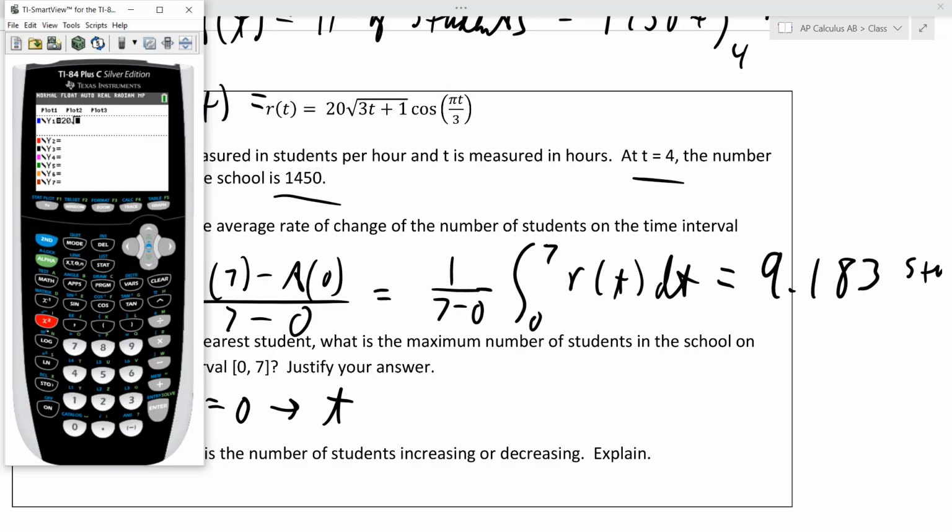This digital calculator, while it's nice for class and stuff, is super duper slow. And if I hit the wrong thing, this is annoying. 20 square root of 3x plus 1, cosine of pi x over 3. Boom. Root 3x plus 1, cosine pi x over 3. Looks good. Cool. And we went over from 0 to 7.